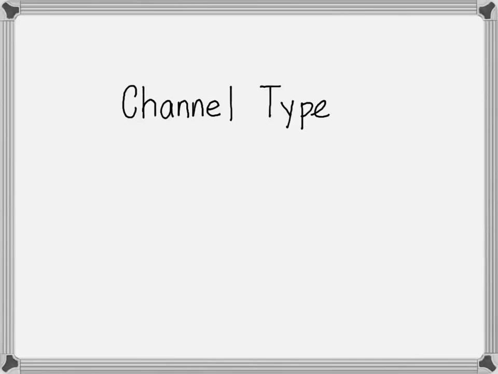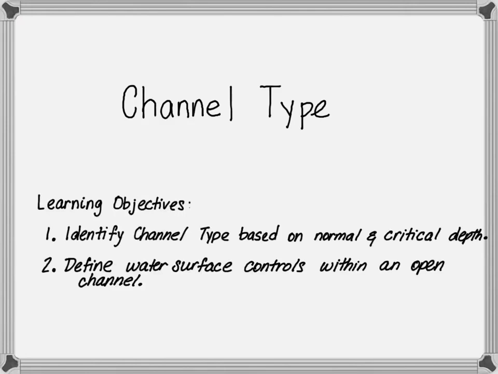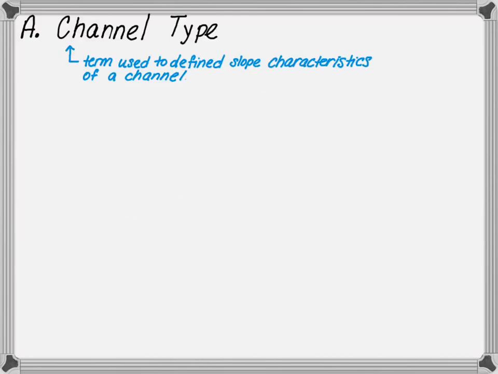Seema Shah Fairbank, and in this video we will cover channel types. By the end of this video, you will be able to identify channel types based on normal and critical depth and define water surface control within an open channel. Channel type is a term used to define the slope characteristics of a channel.